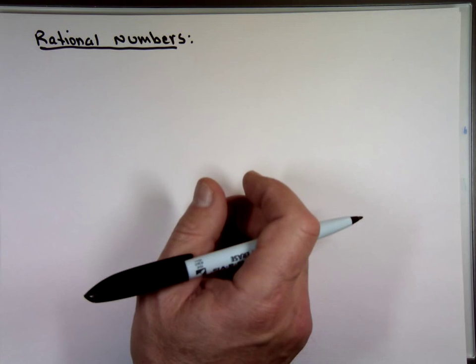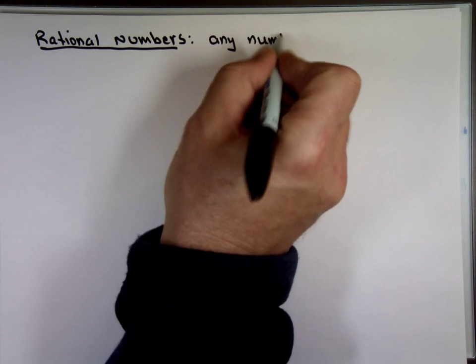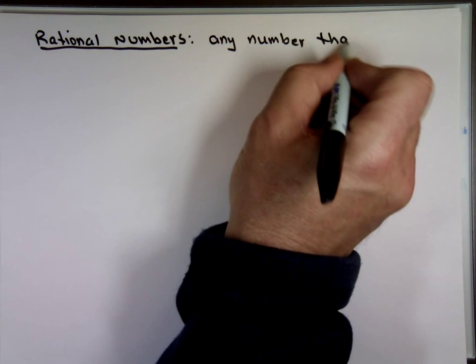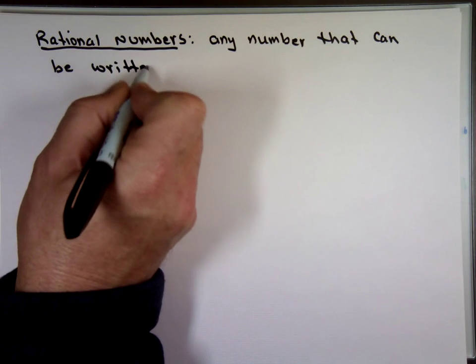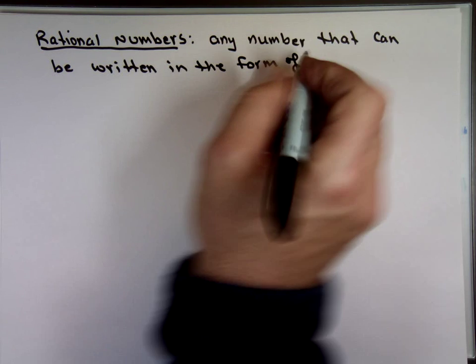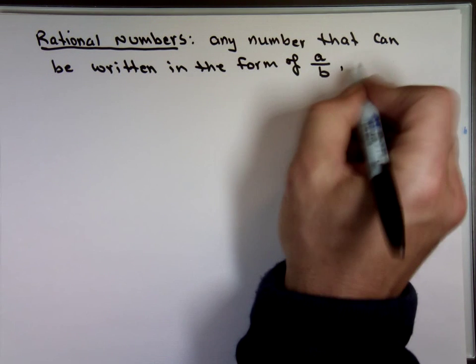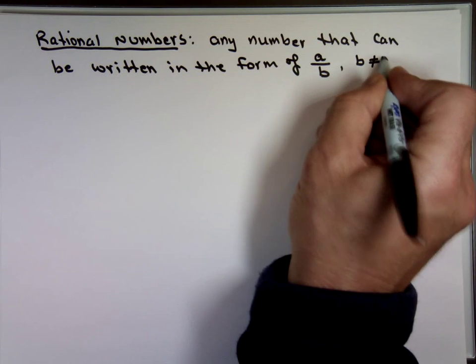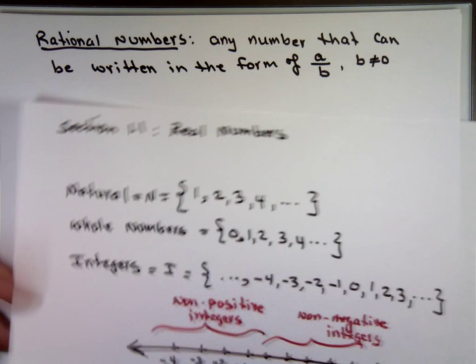Well, the definition of rational number is any number that can be written in the form of A over B. Any number that you can write as a fraction, as long as B does not equal 0, because when you have a fraction, you can't divide by 0. So let me go back to my list of numbers. Is the 3 a rational number?